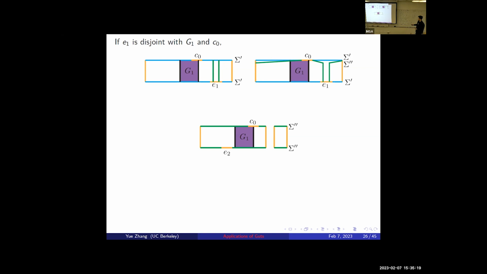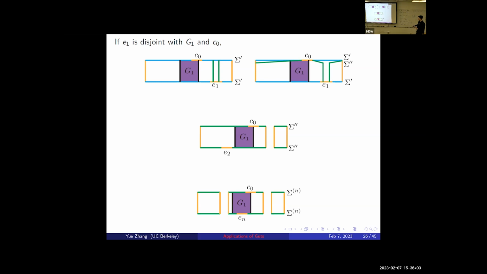So every time, you create a new E2, because this part goes back to here, and it appears on the bottom surface. And if E2 is still disjoint from C0 and G1, you do the same operation, and you keep doing it again and again. But because the Euler characteristic is constant, you can't do that so many times. And finally, at stage n, you will have En that either intersects G1 or intersects C0.